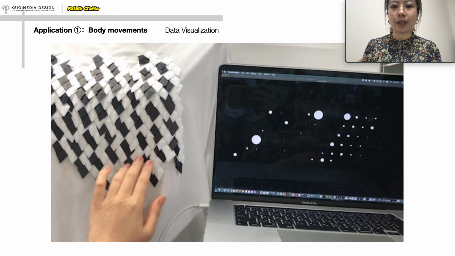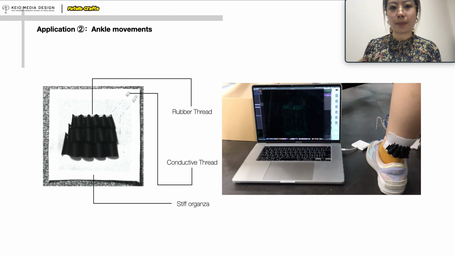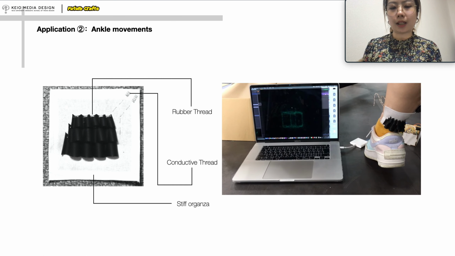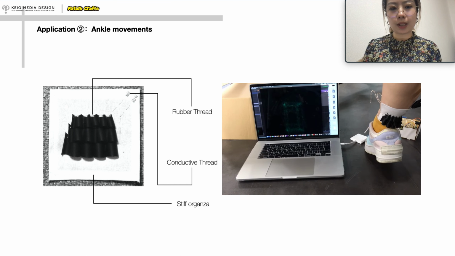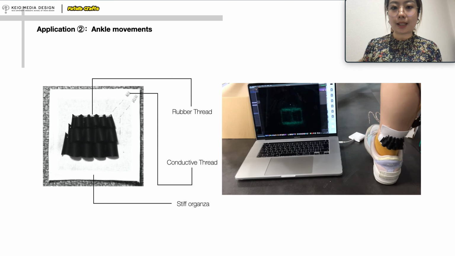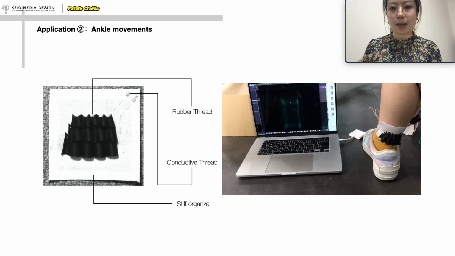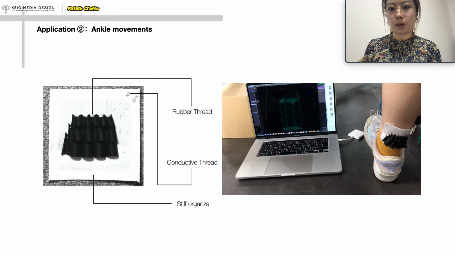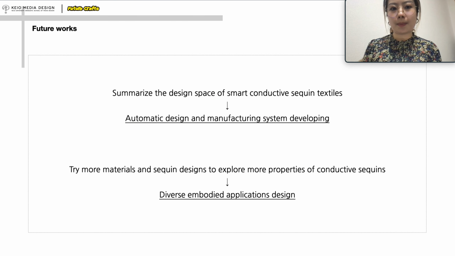Also, we can use TouchDesigner to feed the input data to the computer. We also created a prototype that can recognize the movement of the ankle. Since the sewing thread is elastic, it matches the movement of the textile exactly, capturing the motion of the ankle more accurately. We can change the sequin shape, size, and arrangement to match different functions and different body parts.